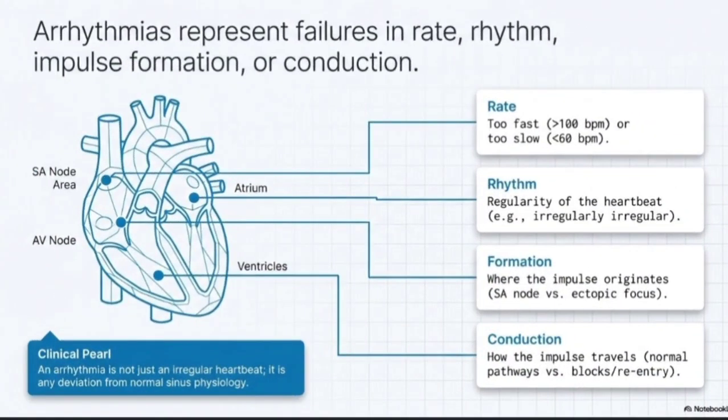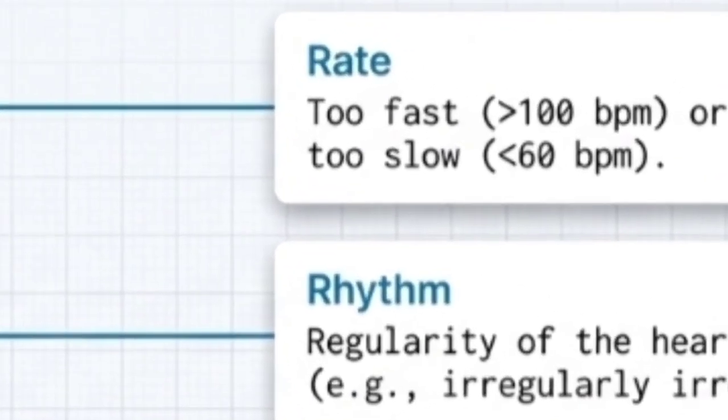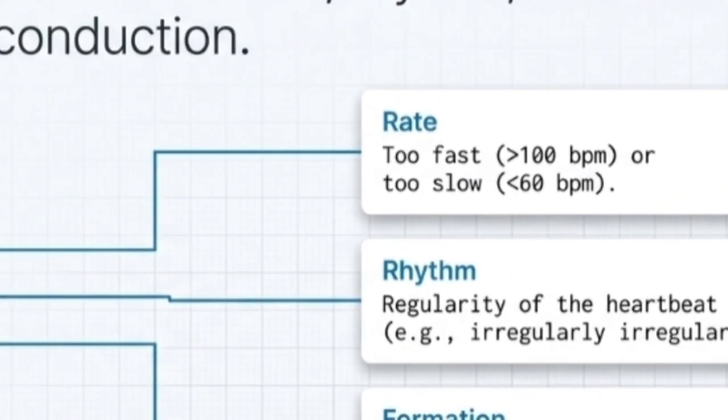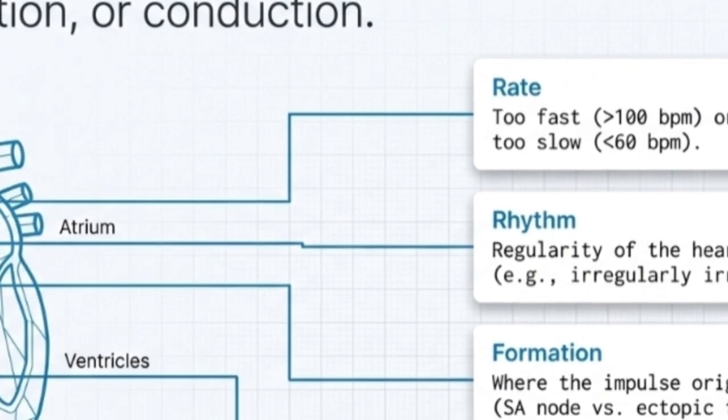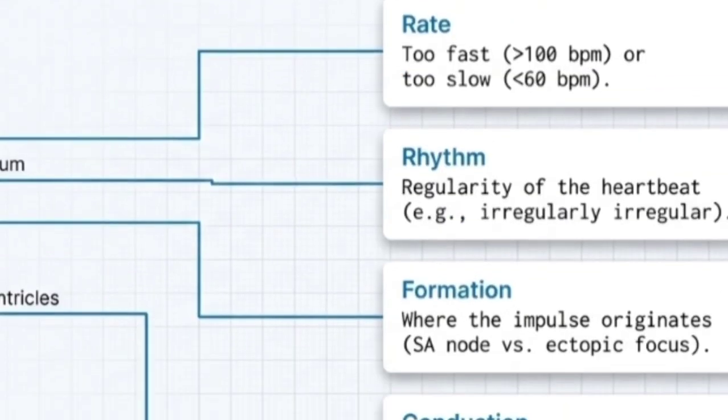So let's start. Arrhythmias are a failure in rate, rhythm, impulse formation, or conduction. All of you know that if the heart rate or the ventricular rate is too fast, that is more than 100 beats per minute, it is tachycardia. If it is less than 60, it is too slow and it is bradycardia.